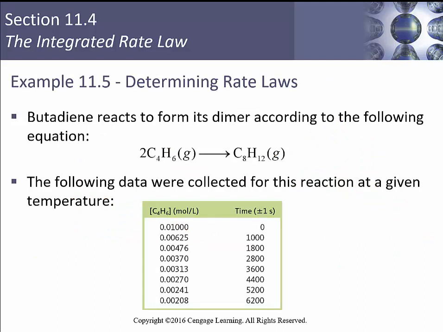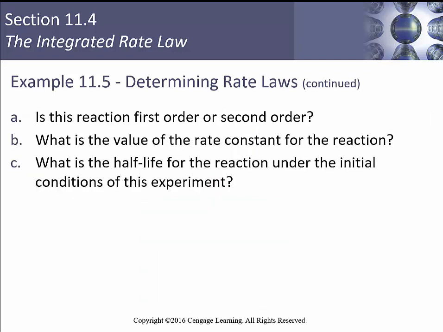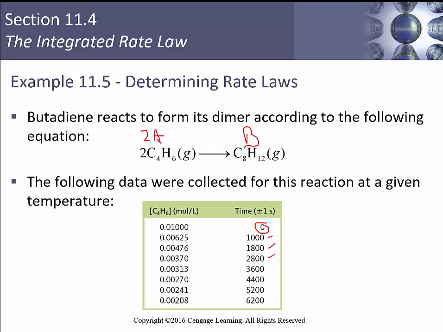So here's an example. Butadiene is going to react to form its dimer according to the following reaction. So we're going to take 2A and we're going to form B, our product. So if the following data is collected, we're starting off with no product. We're going to get some product forming over time. Right? We've got all of this data. How are we going to look at that? Well, we're going to ask ourselves, is this reaction first or second order? What's the value of the rate constant for the reaction? And what's the half-life for the reaction under initial conditions for the experiment?